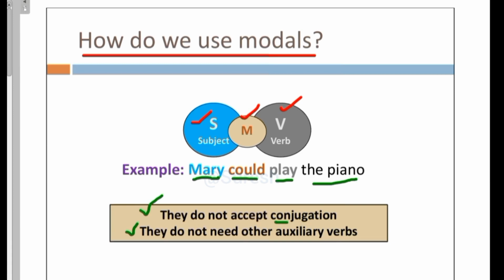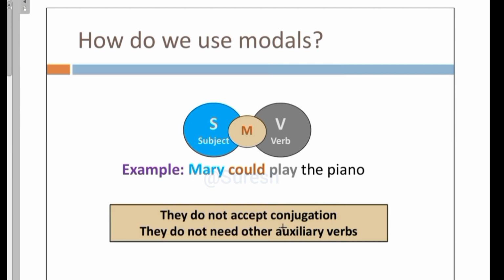Here two rules are there in the box given. They do not accept conjugation. So what is conjugation? It's simply the other forms of verbs, like we have simple present, simple past and simple future, all that. So you don't worry about that.